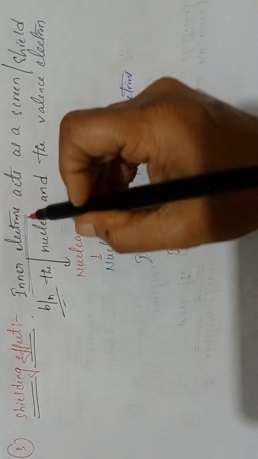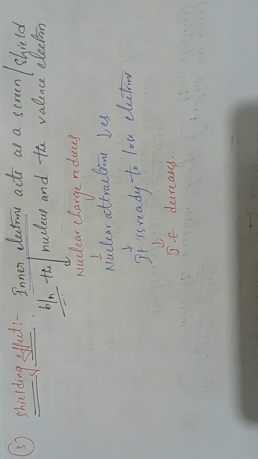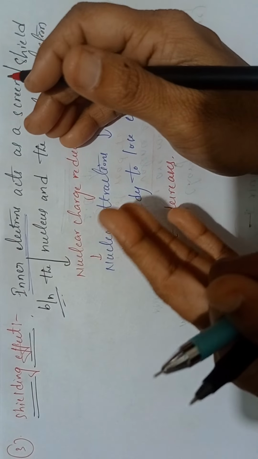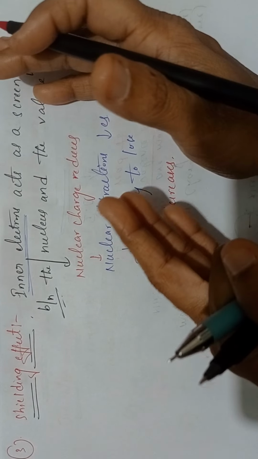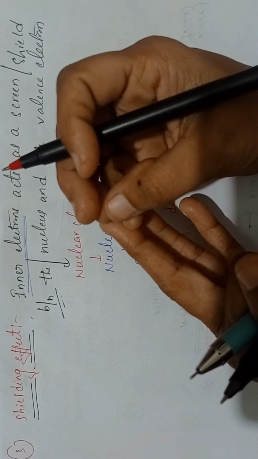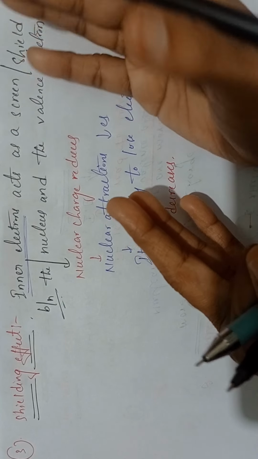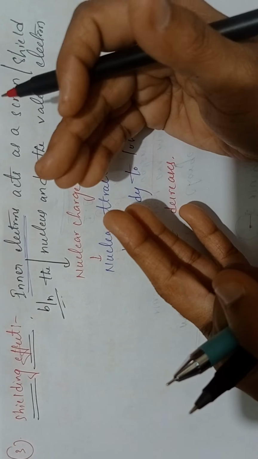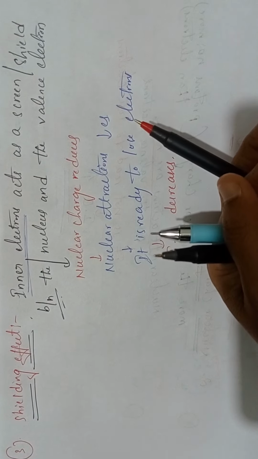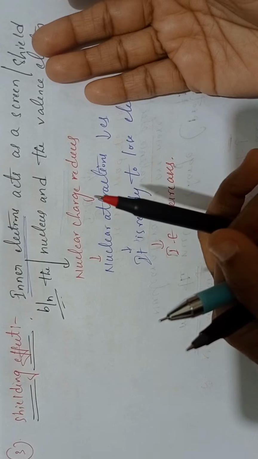Once again, shielding effect. Inner electrons act as a screen or shield between the nucleus and the valence electrons. Inner electrons are nothing but all the electrons except the valence electrons. Generally nuclear attraction is more on the valence electrons, but here the inner electrons act as a screen between the nucleus and the valence electrons. Because of this, what will happen, students?